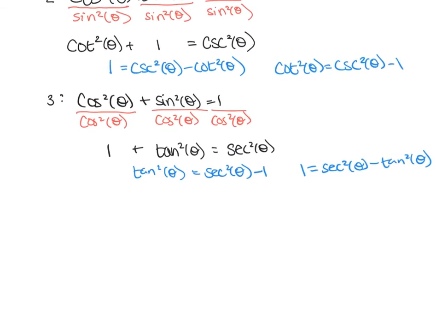As we go through the first example, I'm just going to clear this away completely. I'm going to be doing all the work on the left side of the screen, and then on the right side of the screen, I'm going to be giving you strategies that you can use. So our first example that we'll have is secant squared of theta minus 1 over secant squared theta is equal to sine squared theta.